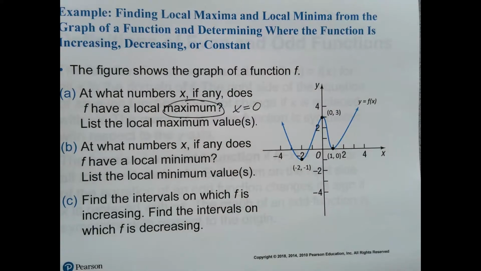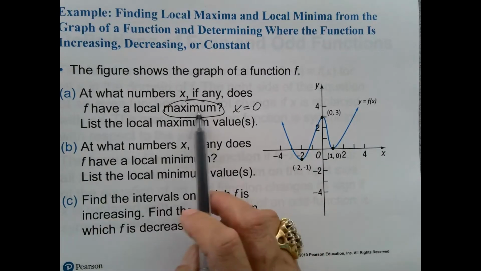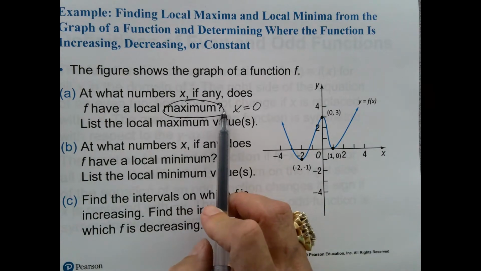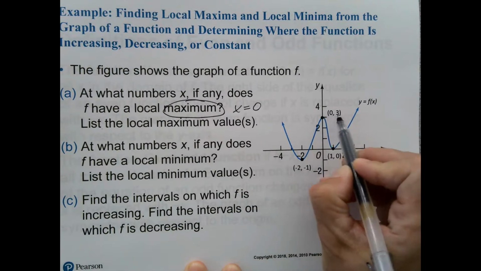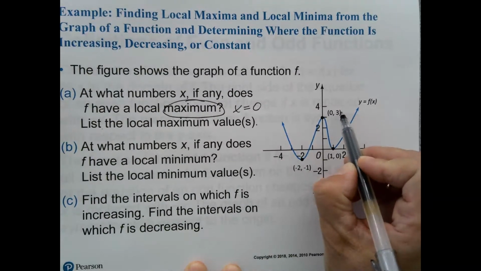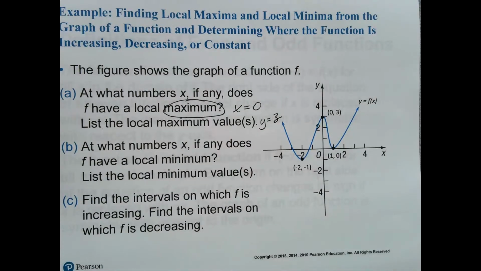And now to answer Emmy's question from a minute ago, it says list the local maximum values. So where they occur, that's your x's. The actual values are your y's. And so when x equals 0, notice what y is. y is 3. So the y value tells you the maximum value. The output values correspond to our y's. The maximum occurs at x equals 0 with a value of 3.